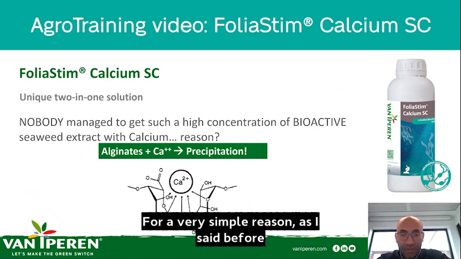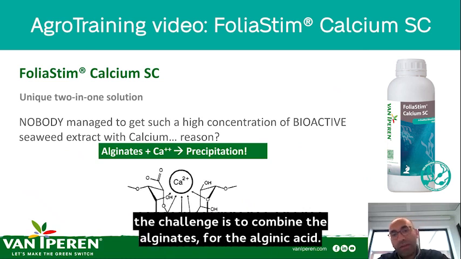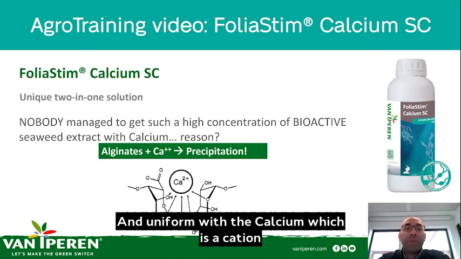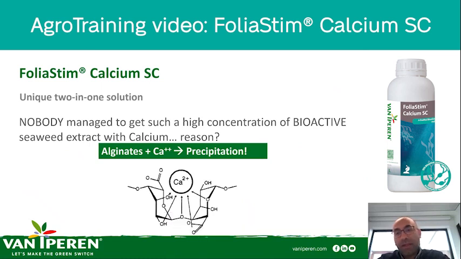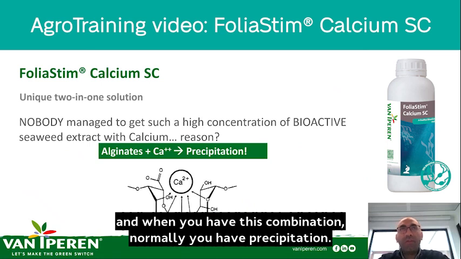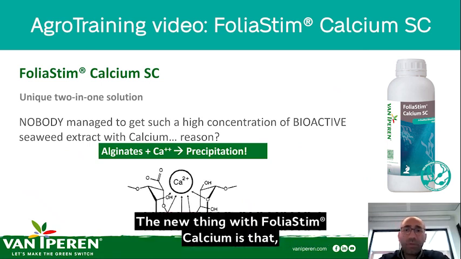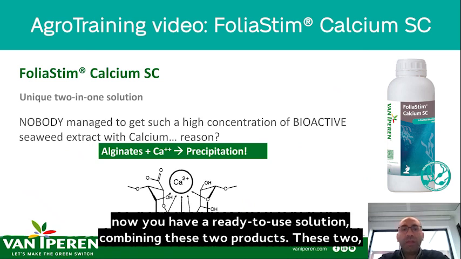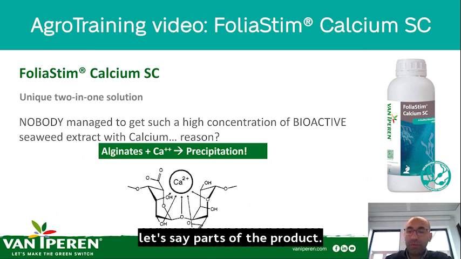For a very simple reason: the challenge is to combine the alginate, or the alginic acid, in its anion form with the calcium, which is a cation. And when you have this combination, normally you have a precipitation. The new thing with Foliastim Calcium is that now you have a ready-to-use solution combining these two parts of the product.